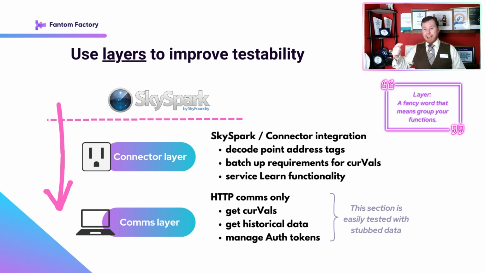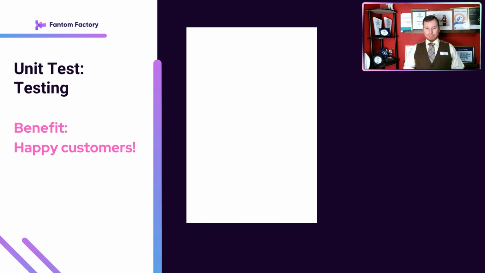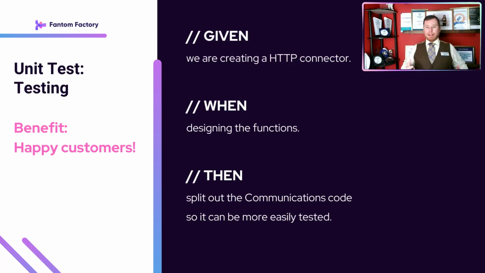It's actually talking to a test that is just returning the canned responses that we recorded previously. And this helps us test the whole comms layer. So given we are creating an HTTP connector, when we are designing the functions, we should split out the communications code so it can be more easily tested. And the benefit is obviously happy customers.